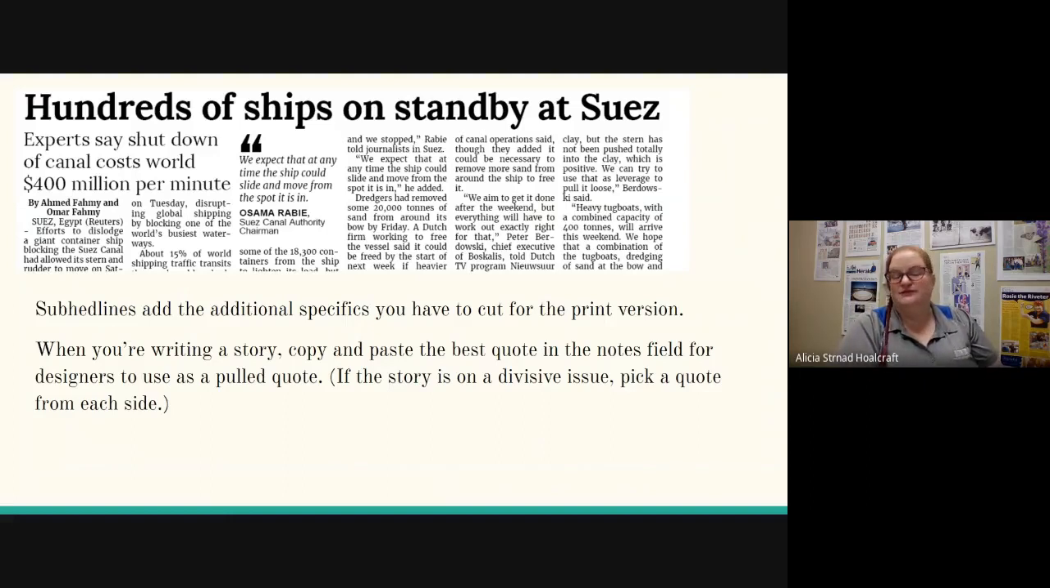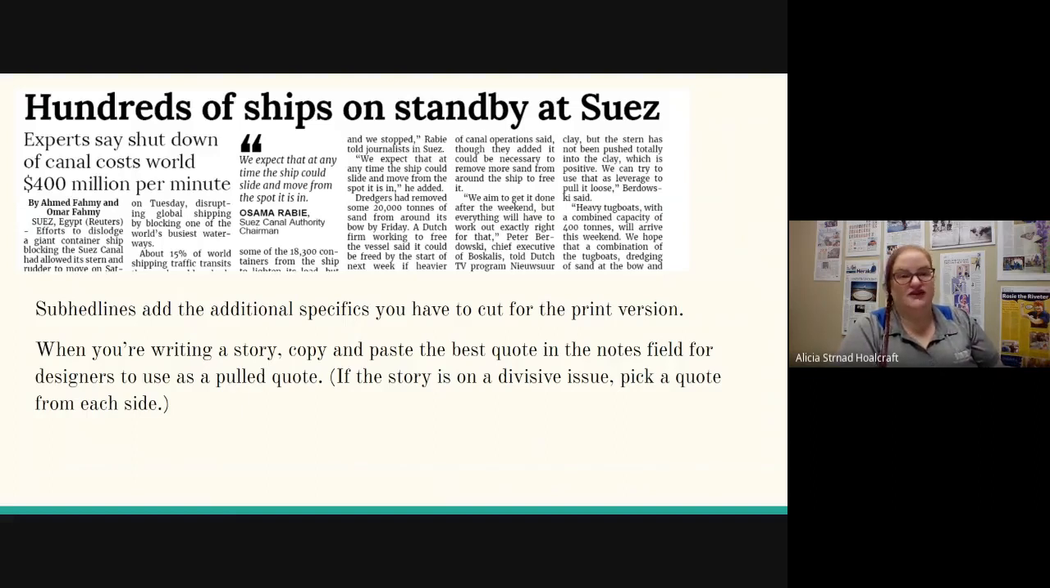So subheadlines can be additional specifics you had to cut for the print version. They can be a really compelling detail of the story that pulls people in. You know, when you write a crime story, the headline sometimes has to be pretty dry, especially because you have to include your attribution of court documents say, police say, man alleged to, whatever. So you can add a detail here in the subhead field, and that helps a lot.